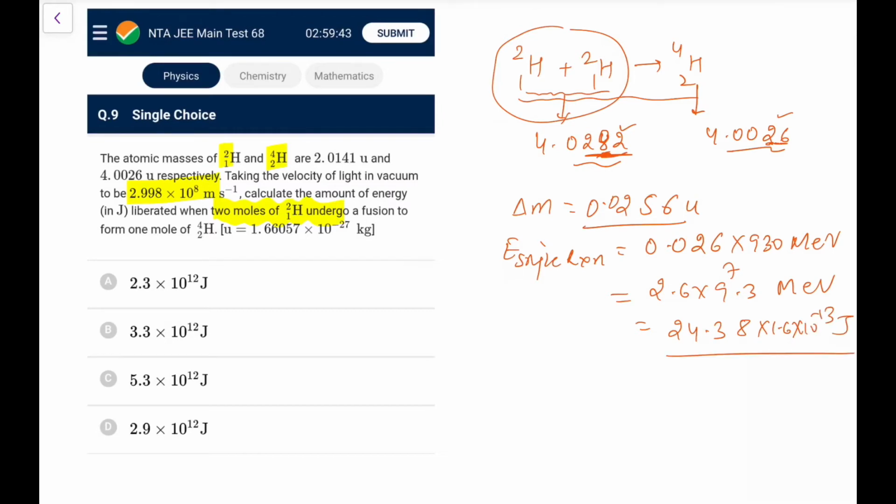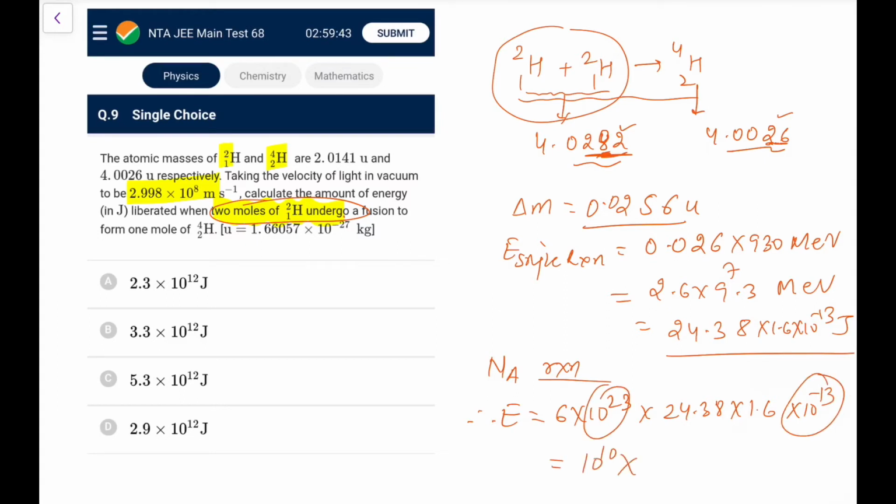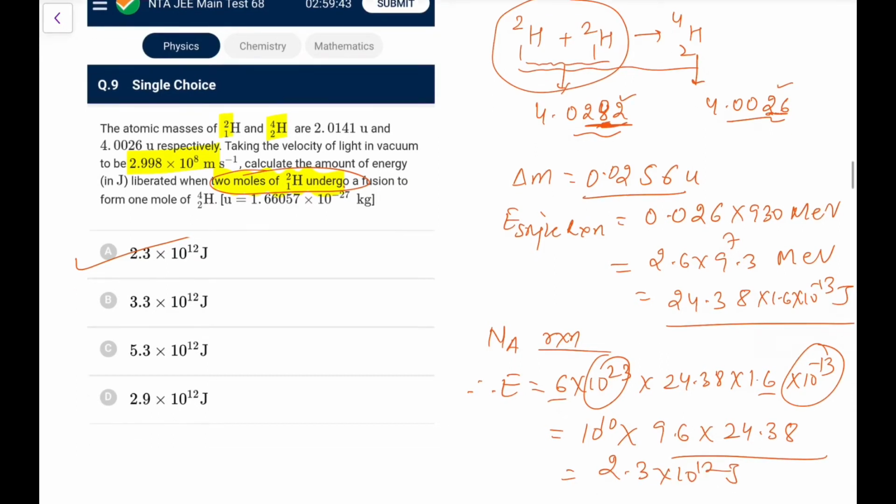We'll calculate it further. This reaction requires 2 atoms and we have 2 moles of 2H1. 2 moles means a total of Na reactions will take place. So the total energy would be Na, that is 6 into 10 to the power 23, multiplied by this factor, which is 24.38 into 1.6 into 10 to the power minus 13. So this is 23 and 13, that is 10 to the power 10. Now 6 into 1.6 is 9.6 into 24.38, so it would be less than 240. So it would be 200 something into 10 to the power 10. So I'll go for 2.3 into 10 to the power 12 joules. It is slightly calculative, but such questions are always calculative when you are given fusion masses.